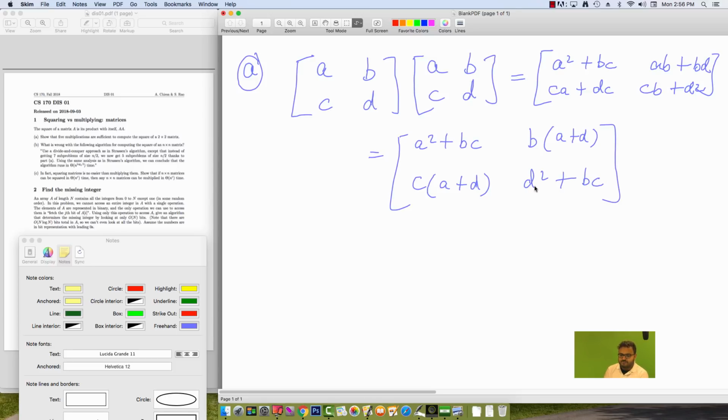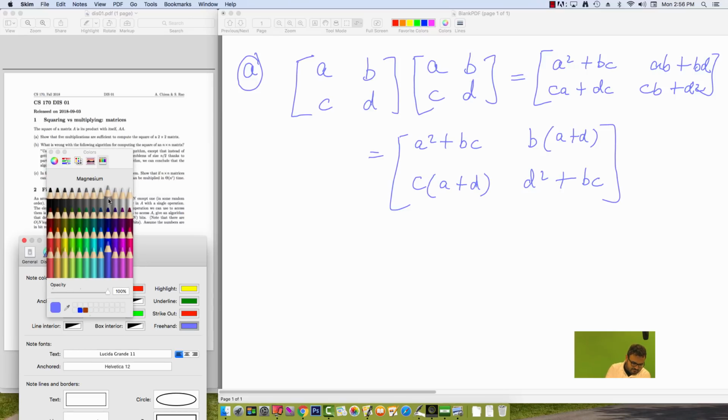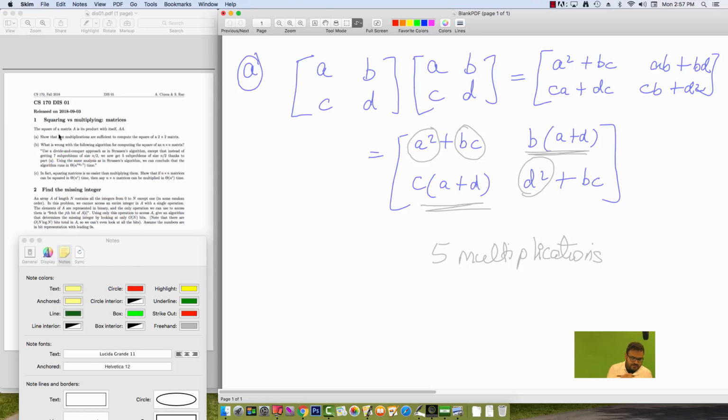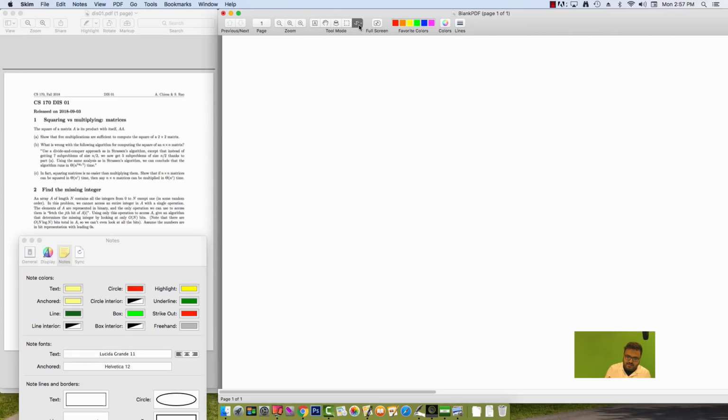So this is actually just 5 multiplications. We can see that by, give me 1 second. Right, we can see that this is 1 multiplication, this is another, this is another, this is the 4th one, this is the 5th one. So the BC is actually already done. So this is a total of 5 multiplications, which is what problem 1A wanted us to do. So now that we have that, let's move directly on to problem 1B.